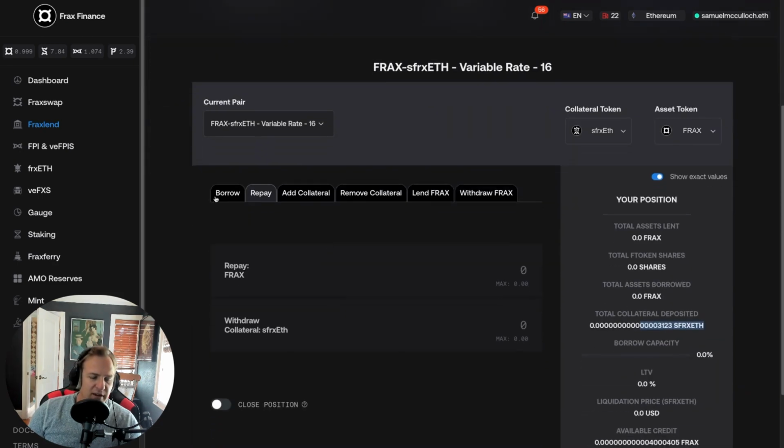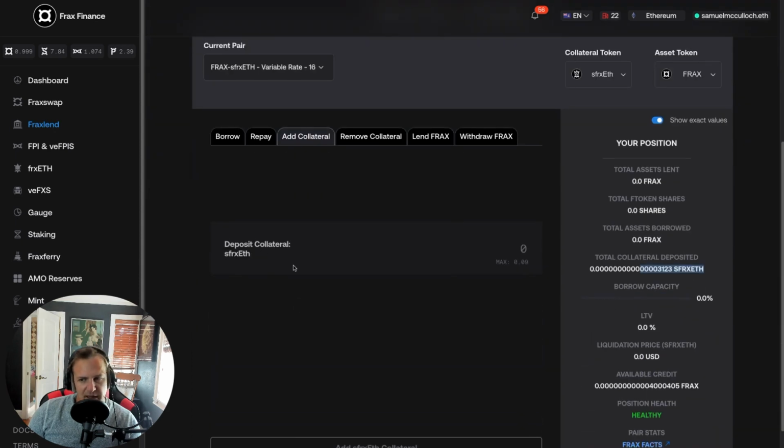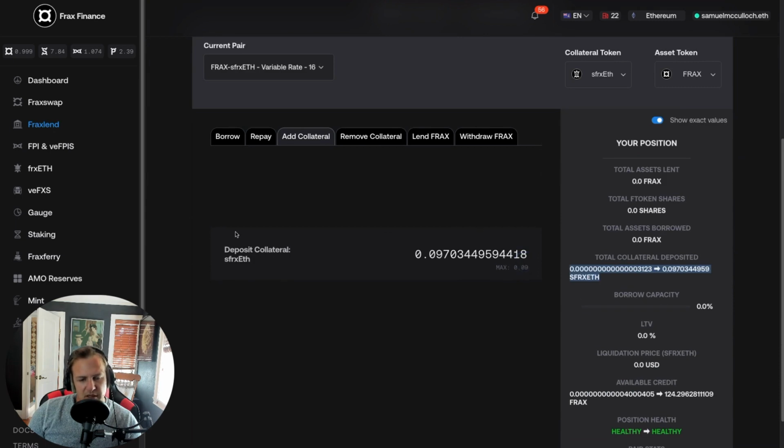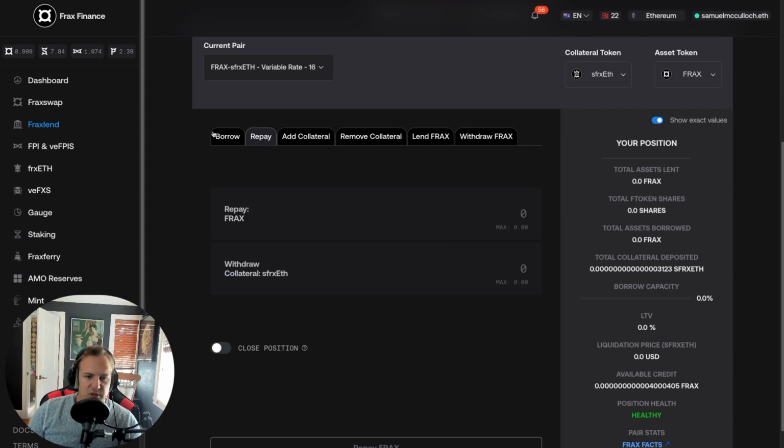Okay, so say I already had, the next one is going to be add collateral. With add collateral, if you have an open loan already, you can just add more collateral, right? Same thing for remove collateral. You can also do this on the repay section. So maybe these tabs are a little extraneous from a UI setting, because you can do it all here with this withdrawal, right?